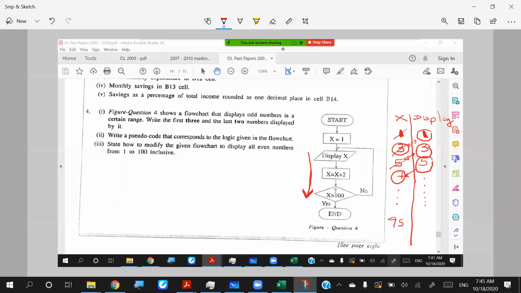Before that, 93 should be displayed. So 93 will be displayed, then it will be increased to the 95. So then 95 will be displayed and it will be increased to the 97. And then 97 will be displayed, it will be increased to the 99. Still the condition is correct, right? X is not larger than 100.